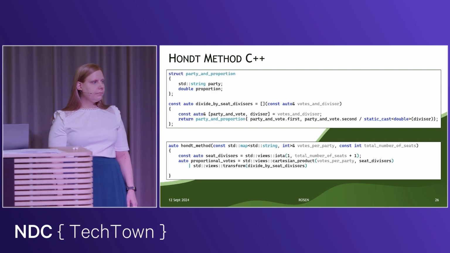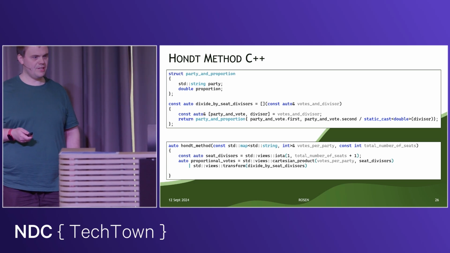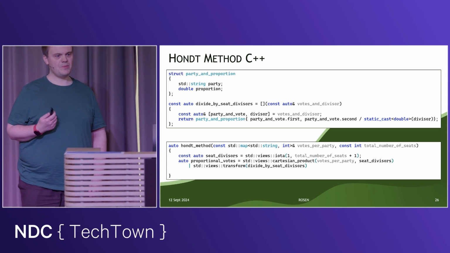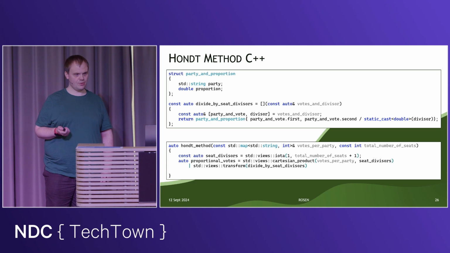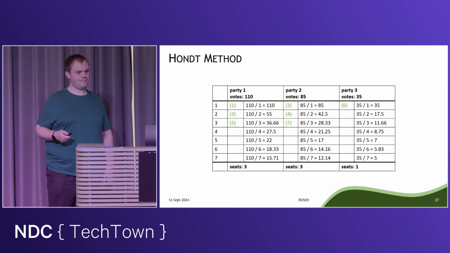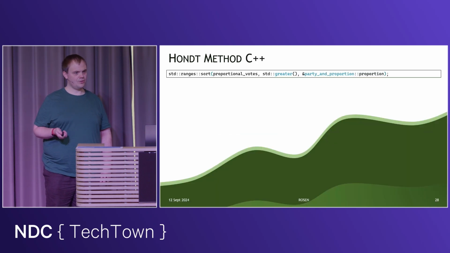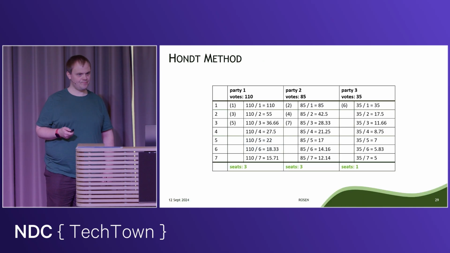Then we call transform on the Cartesian product view to calculate the divisions. We need to keep the information of the party, therefore we return a struct with the party and the quotient. In the end, we store the results in a vector. Now we need to sort the quotients. To do that, we call standard sort with the function standard greater, as we need to sort in descending order, and we use a projection to tell the sorting function on which member of the struct we want to sort.